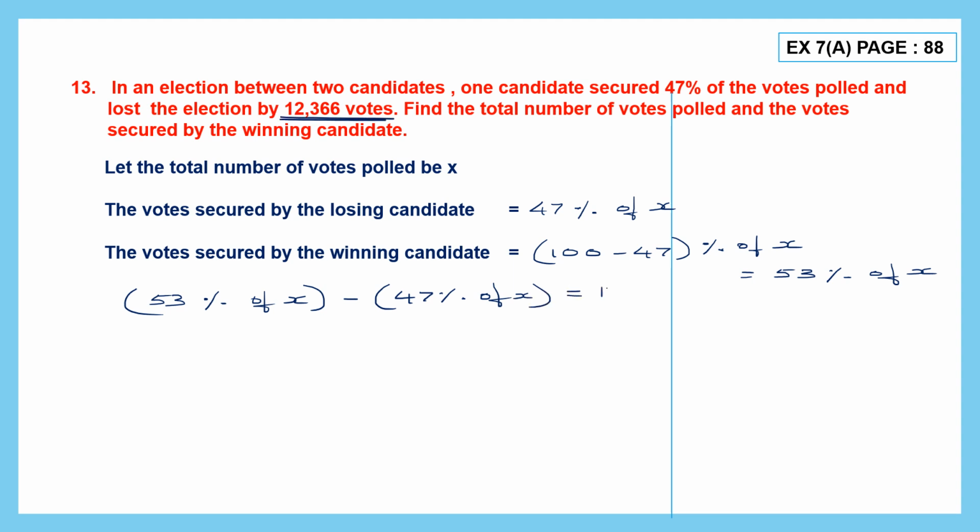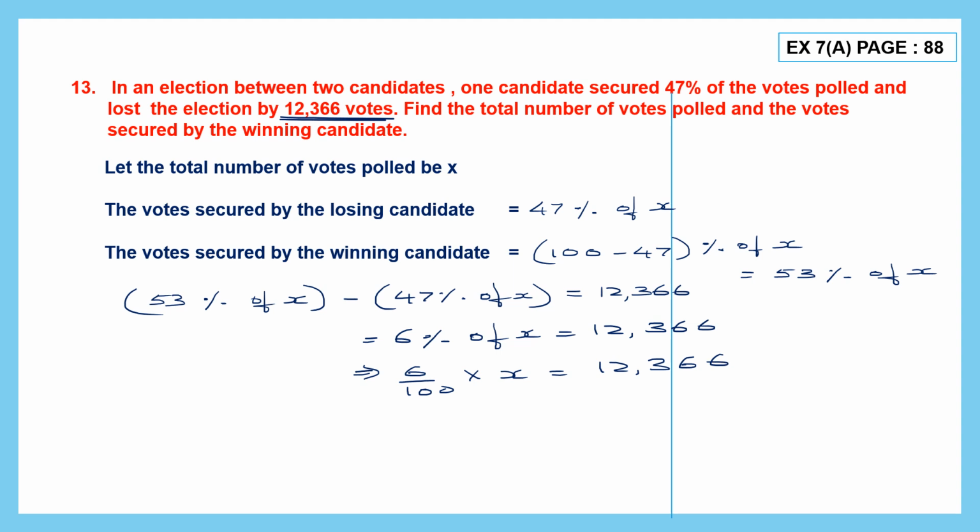That is 12,366. So 53% minus 47%. How much is that? That is 6, isn't it? So that is 6% of X is 12,366. So this will be 6% means 6 by 100 into X is 12,366. So now we're going to find the value of X. We're going to say X is equal to 12,366 divided by 6 by 100.